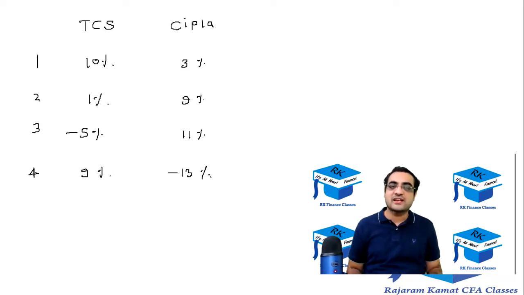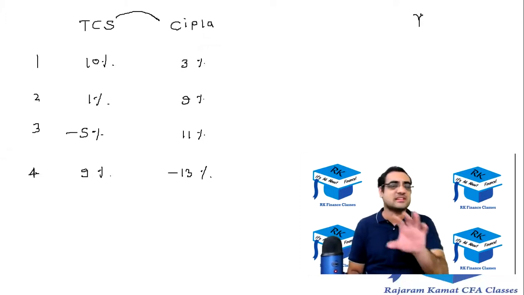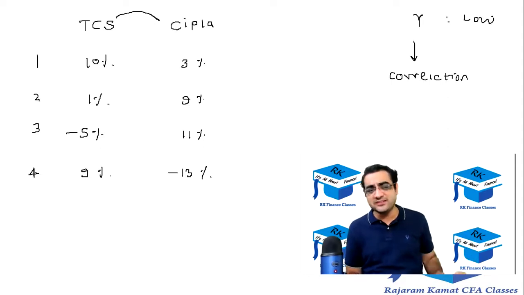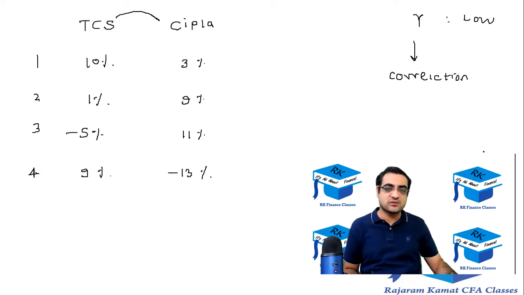So we need to calculate the correlation between TCS and Cipla. As they belong to different industries, it is expected that the correlation, which is denoted by R, should be lower. That's the expectation because they belong to different industries. Let's see whether it's actually lower or not.